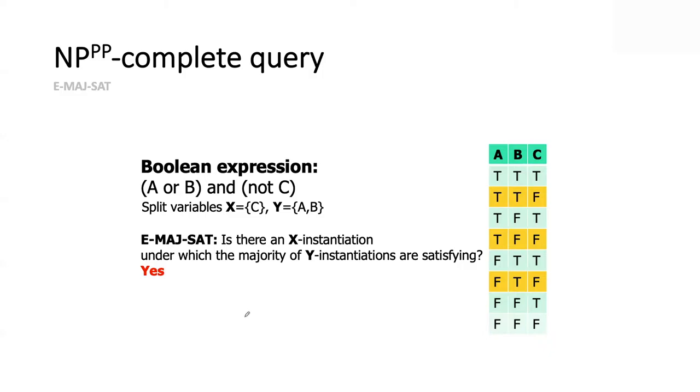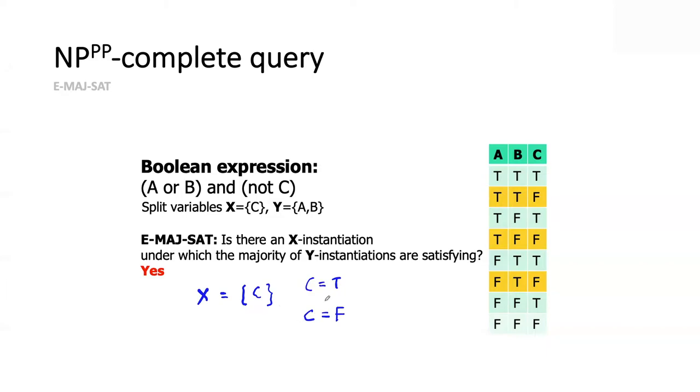So now the question is: is there an instantiation of these variables X under which the majority of Y instantiations satisfy the Boolean formula? So let's look at X in this case. X is basically the variable C. That's part of the input, right? And this variable C could either be true or it could be false. So what I'm trying to ask is, is there an X instantiation? I'm searching through these 2 guys, C equals true, C equals false.